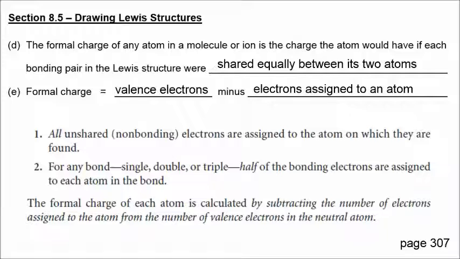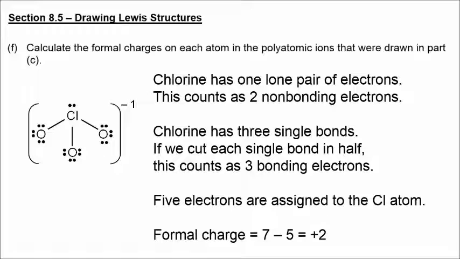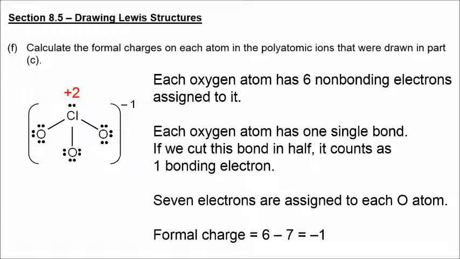All right, let's take a look at examples of formal charge. In this case, we have a chlorine which carries 2 non-bonding electrons and then has 3 single bonds. If we cut each single bond in half, this counts as 3 bonding. Again, we had 2 non-bonding, that's 5. So 5 electrons are assigned to chlorine, 7, which is the normal number of valence electrons, minus 5 equals positive 2. Each oxygen has 6 non-bonding, and we cut the bond in half, that's 1. So we have 7 electrons assigned, 6 valence electrons minus 7, negative 1.